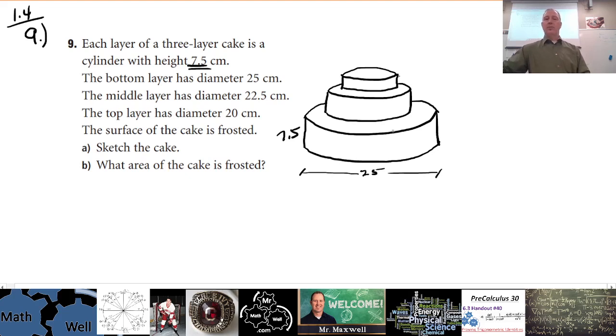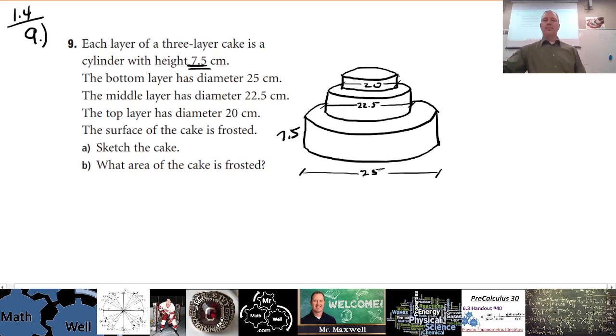So there is going to be a wraparound surface at the bottom, right? And I usually start from the top, so let's start from the top. This is a good sketch of the cake where, if we have our numbers here, this is going to be 22.5, and this top one is going to be 20. Okay, so you've got that.